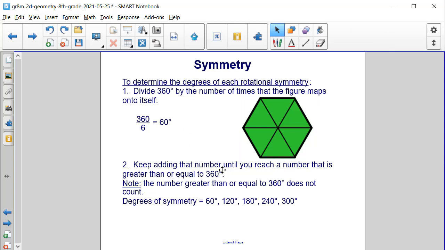onto itself until we reach the number that is greater than or equal to 360, and that last degrees is discarded. So the number greater than or equal to 360 doesn't count. So therefore, this regular hexagon has degrees of symmetry at 60 degrees, 120 degrees, 180 degrees, 240 degrees, and 300 degrees.